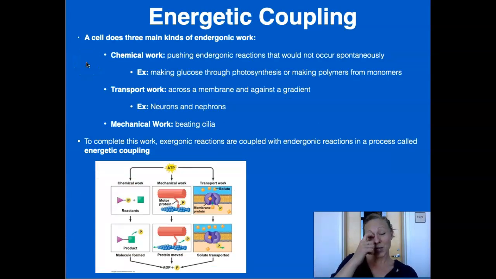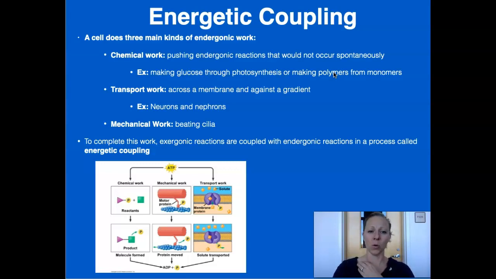So there are three types of work that our cells do. Three kinds of endergonic work, I should say. So the first is chemical work. Chemical work is pushing endergonic reactions that would not occur spontaneously. So this is an example of making glucose through photosynthesis or making polymers from monomers. This isn't going to happen on its own. Monomers aren't going to just polymerize on their own. It takes energy to put two things together and to connect them. In order to put the light energy from the sun into glucose, that takes work, that takes input. It doesn't just happen on its own.